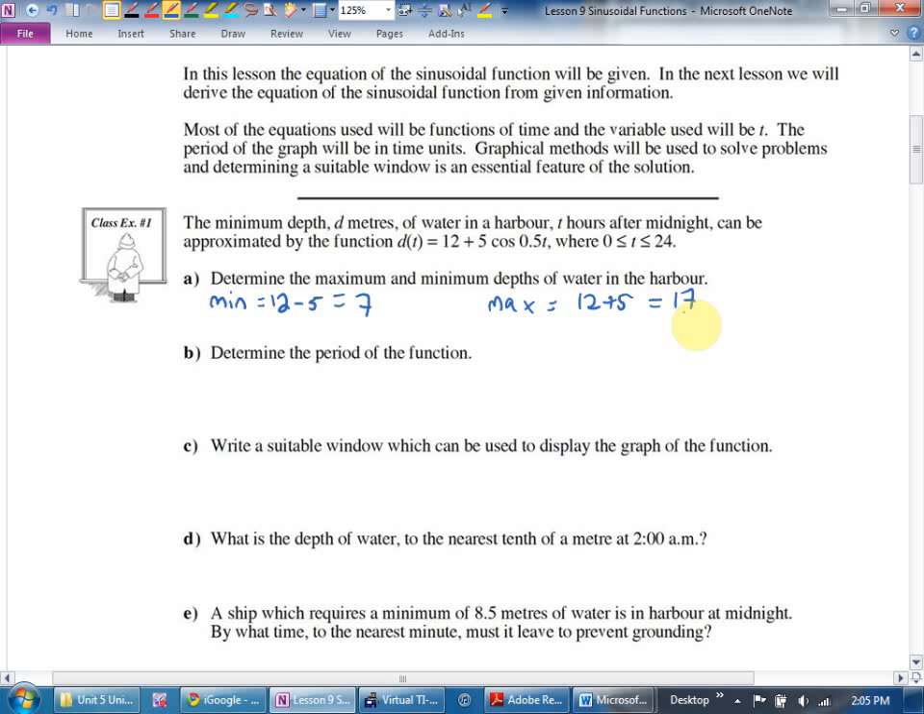Determine the period of the function. Well, the period is 2 pi over b, which is going to be 2 pi over 0.5. What's 0.5 as a fraction? Dividing by a half is the same as multiplying by 2. Yeah, I think the period here ends up being 4 pi.